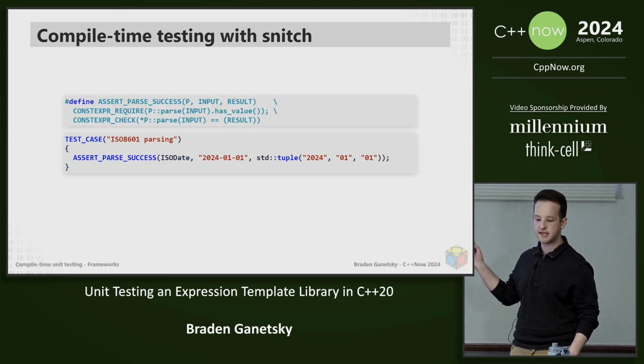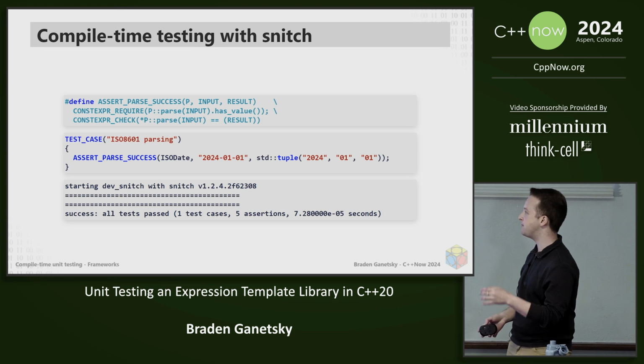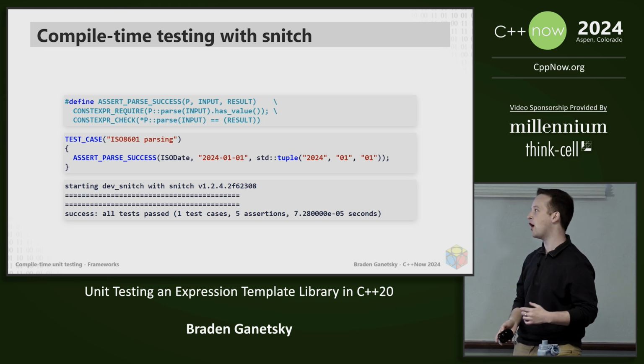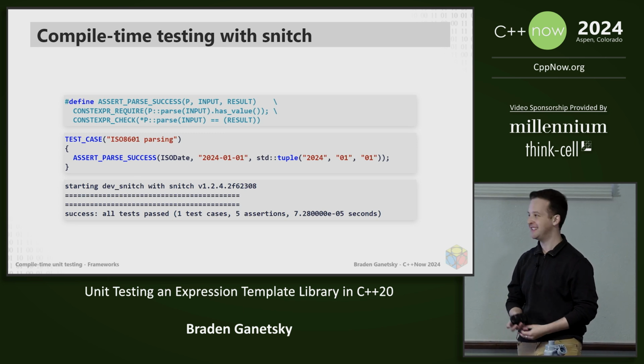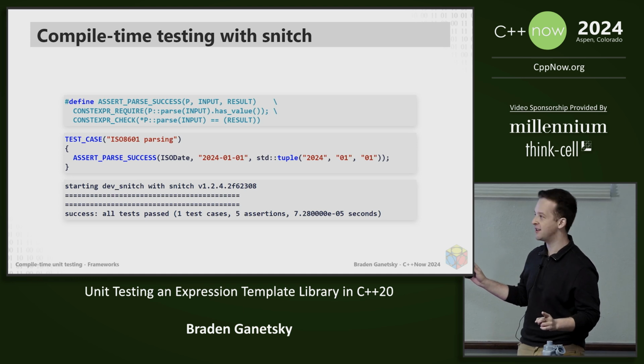So I have my assert parse success macro. I'm going to call that, and everything passes. Something interesting you might notice is that there are 5 assertions. We'll get to that in a second. Why are there 5?